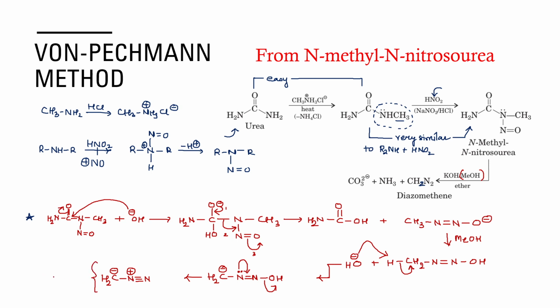यही कंपाउंड आपका डाइएजोमीथेन बन जाता है, CH2N2. Sorry, CH2N2, not NH2, CH2N2. I'm very sorry for that. Now, please remember that this compound is also not quite stable. This compound is also not quite stable.